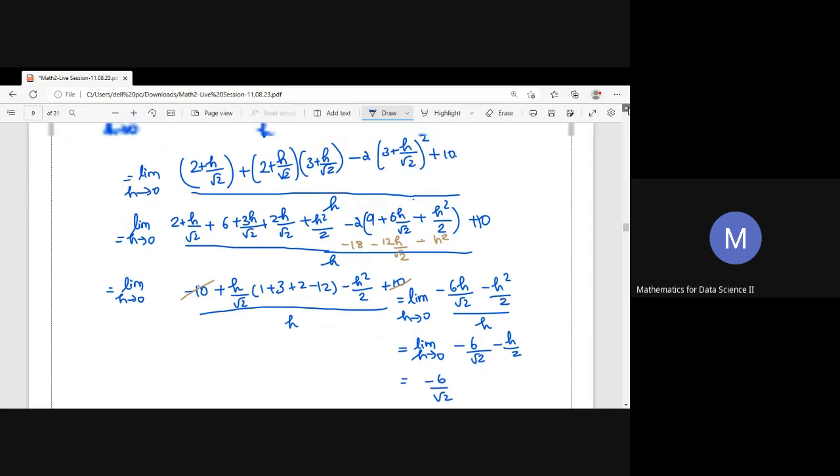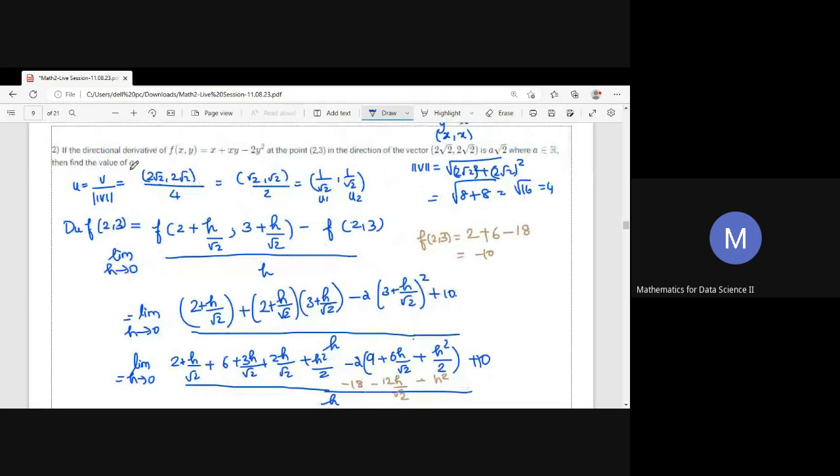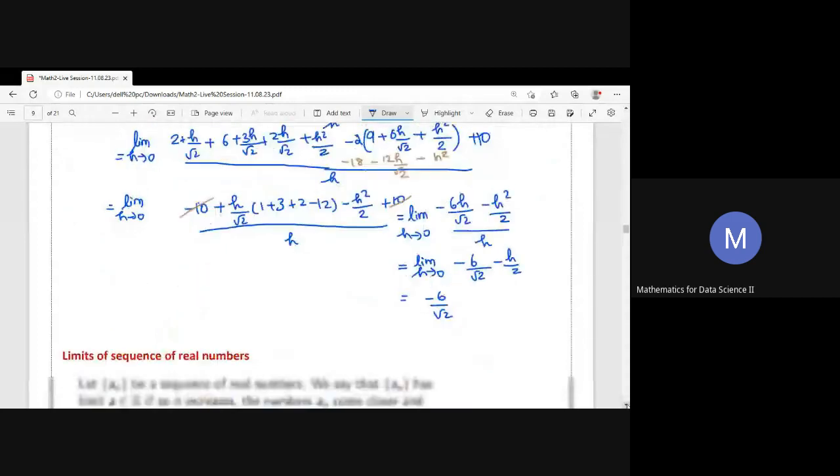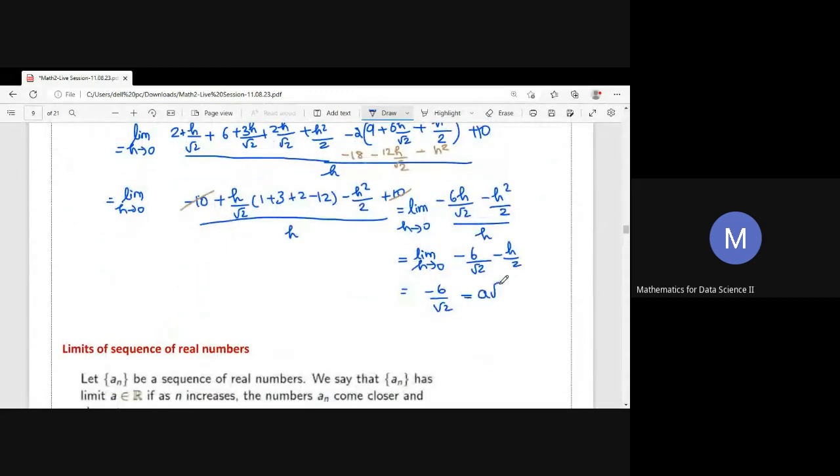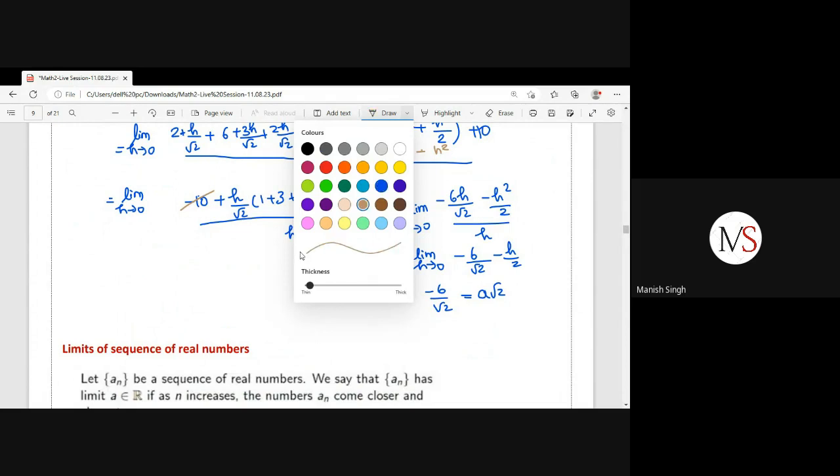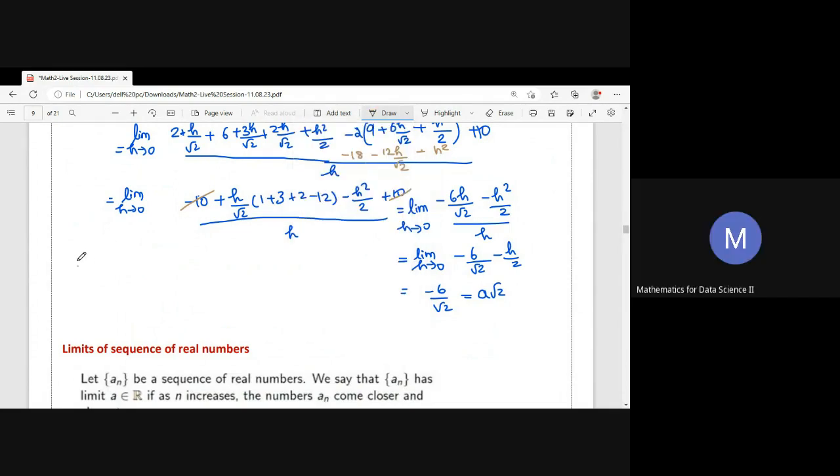And what is given in the question? This is equal to a root 2. They have already given that the directional derivative is equal to a root 2. So this will become minus 3 root 2. So root 2 will cancel. So minus 6 by root 2 is equal to a root 2. So this implies that minus 6 by 2 is equal to a. So your a is minus 3.